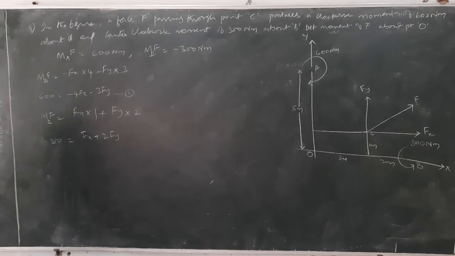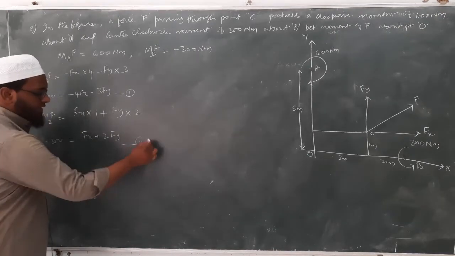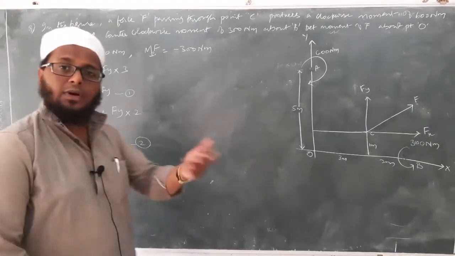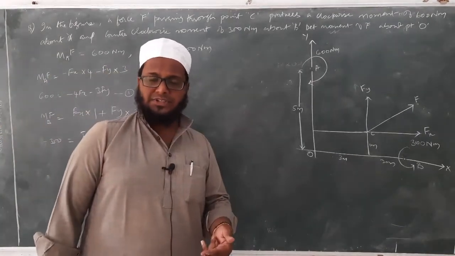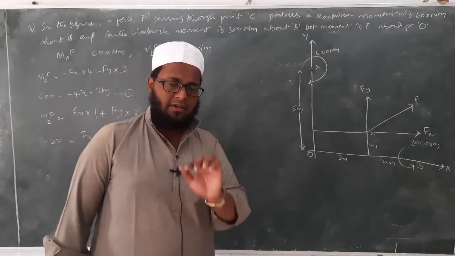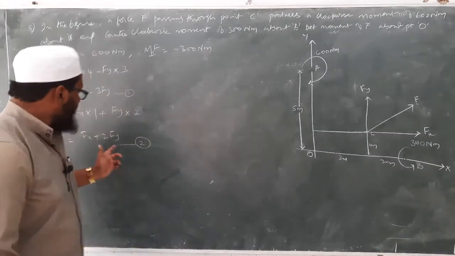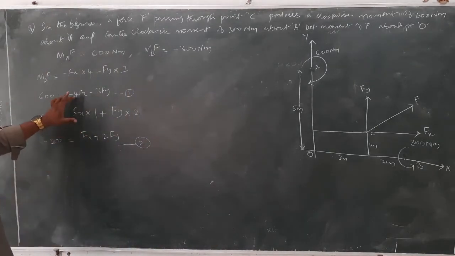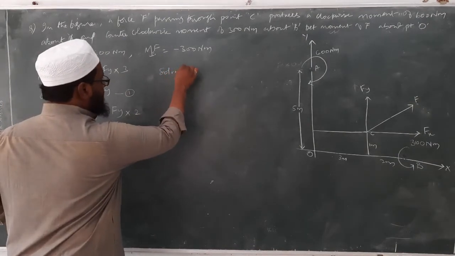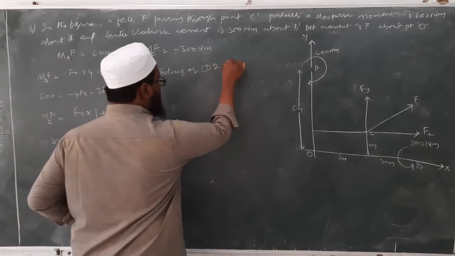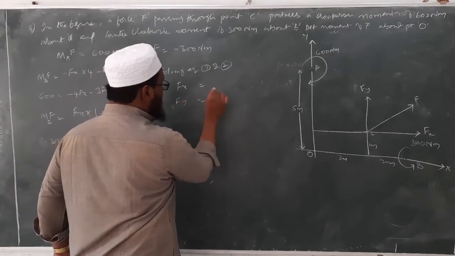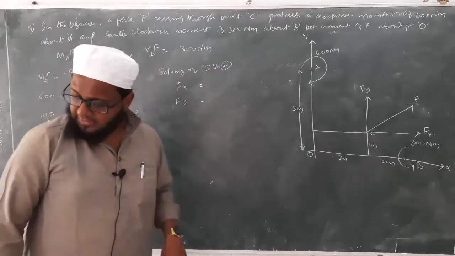So we got two equations. In your calculators, there is a term called Ax plus By is equal to C. If you go in equations, in mode, you will be having equations. If you solve that one, you can directly get the value of Fx and Fy. Solving equations 1 and 2, you will get the value of Fx and Fy also.